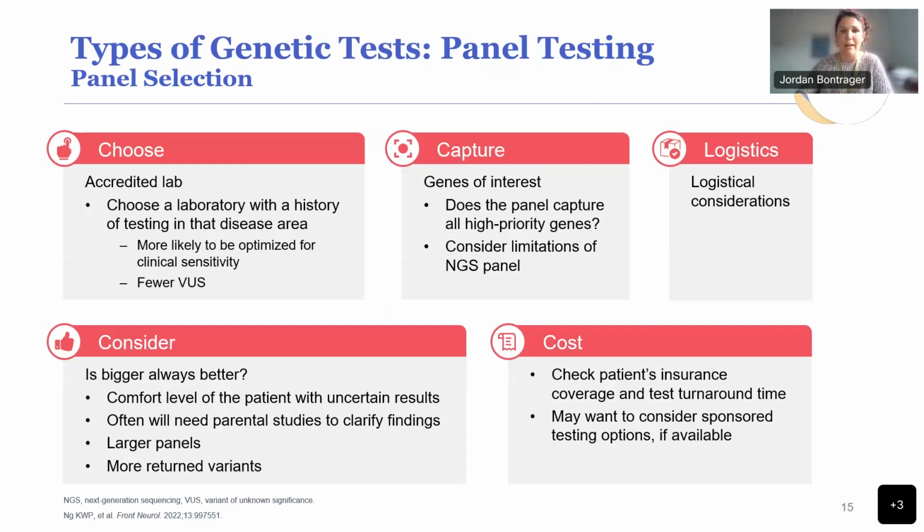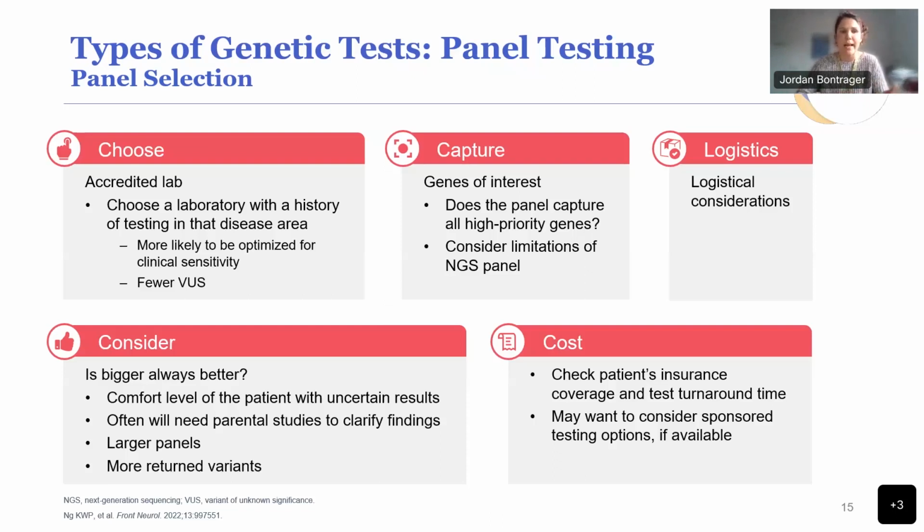Also consider the limitations of next generation sequencing. So if you're doing a large neuromuscular panel, but you have some concern for FSHD, you're going to want to do a separate assay for FSHD because we know that the panel testing will not detect that.